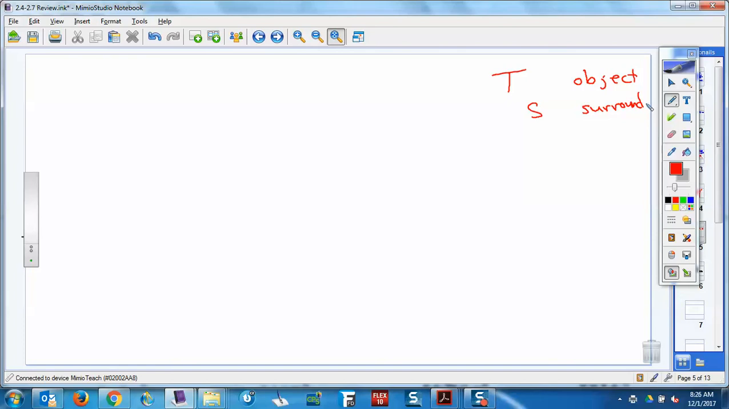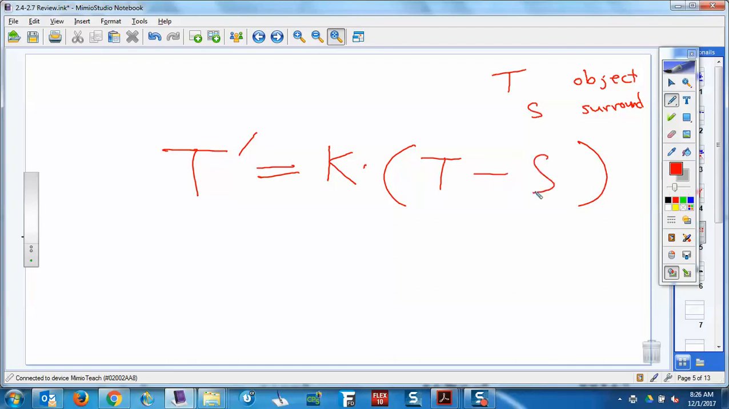So, what would we write for the rate that the temperature is changing, using those two letters right there? What would be the rate that the temperature of the object is changing? T prime. So the rate that the temperature of the object is changing is proportional to the difference between the temperature of the object and the surroundings. See how I write that? See how easy that is to write? I just read those words and I write.